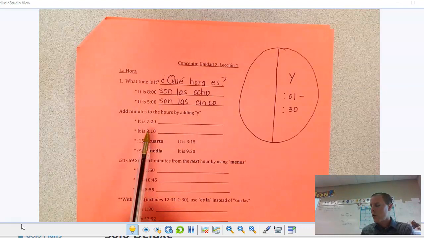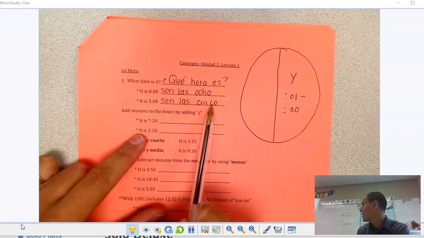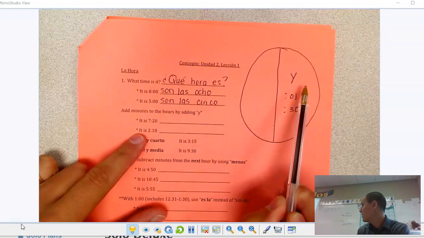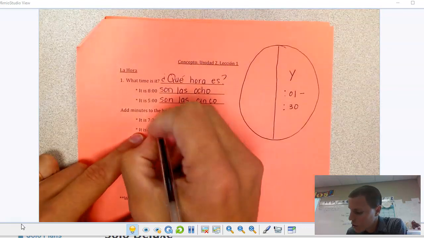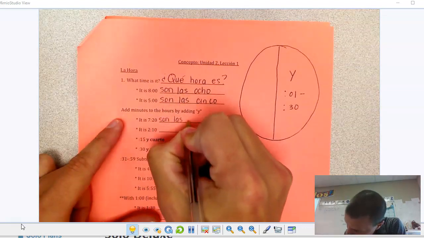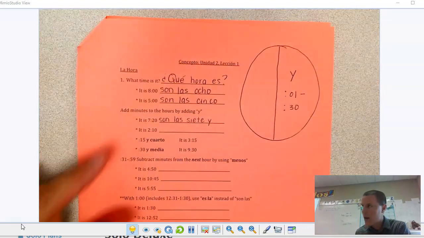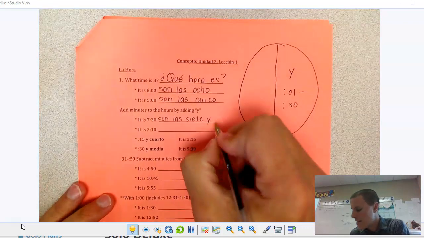Now, here's where we're going to start adding some minutes. So it's still set up the same way. It's 7:20, so we're going to say it's 7 and 20 minutes. Son las 7. Y, and now we're adding 20. Y 20.